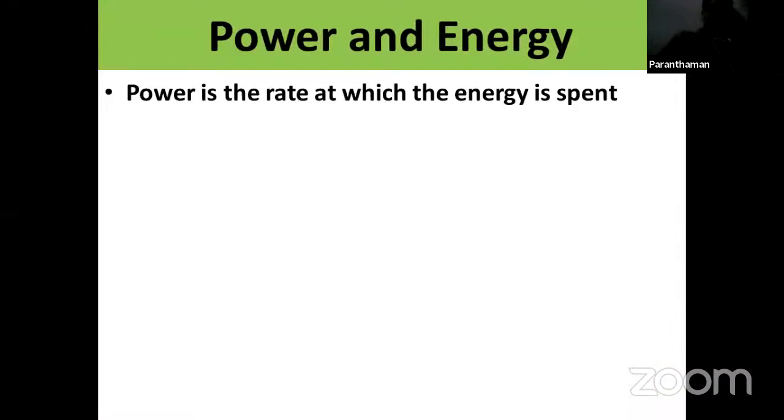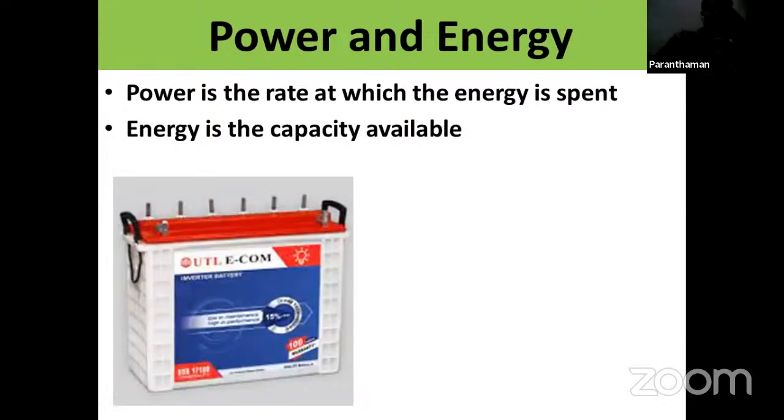Once again, I am detailing the power and energy. Power is the rate at which the energy is spent. Energy is the capacity available. In this example, it's the battery. Battery has got its own energy with limitations. Beyond the energy stored in the battery, we cannot deliver power.